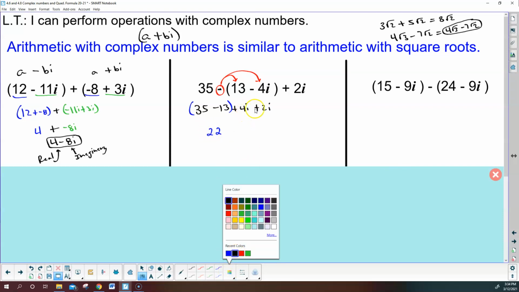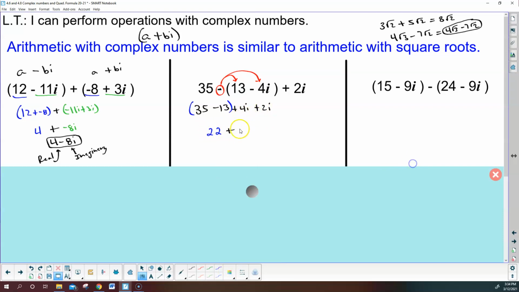And then I have my real imaginary portions, which is 4i plus 2i, so that's 6i. And notice that's in the complex form of a plus bi. The real portion is 22. The imaginary portion is 6i. All right, somewhat similar piece here.